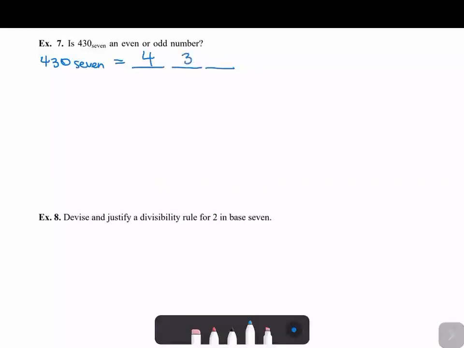Before I write this in expanded form, I'm just going to draw it with base blocks. So we have 0 units, we have 3 longs, and we have 4 flats, which is the 1s, the 7s, and the 49s place. Okay, so if we draw this, we have 4 flats and 3 longs.